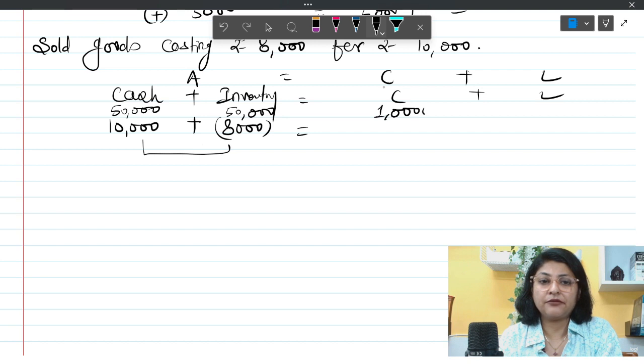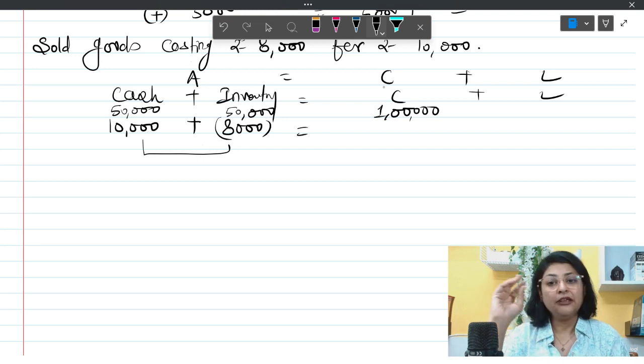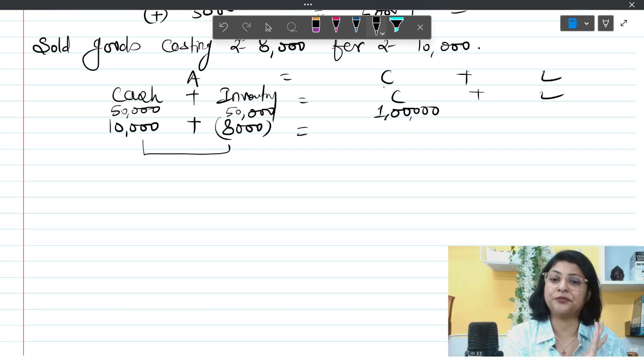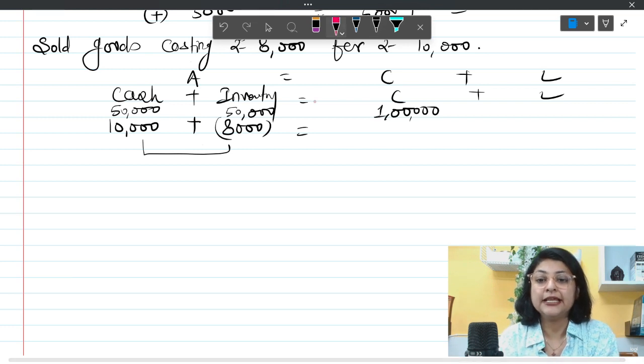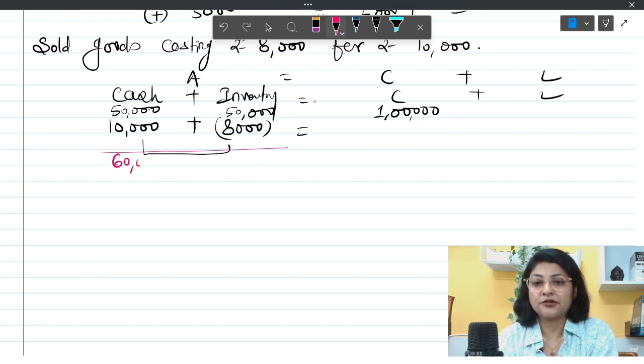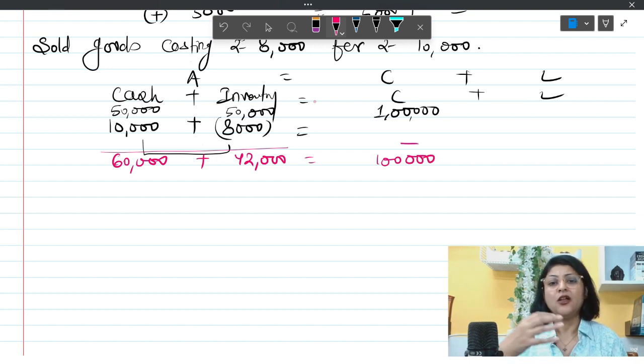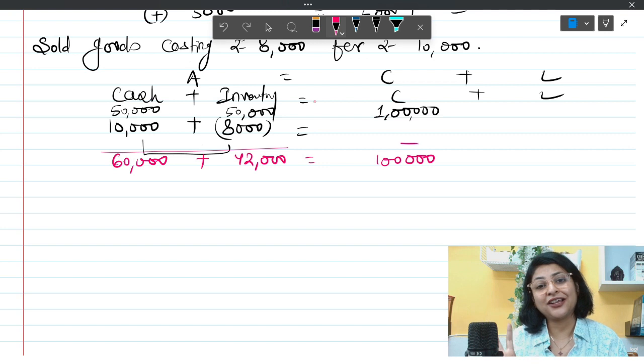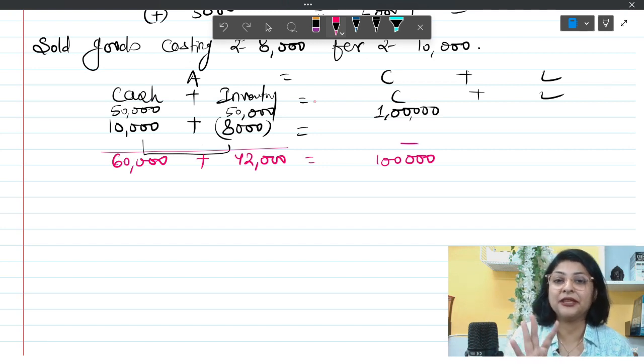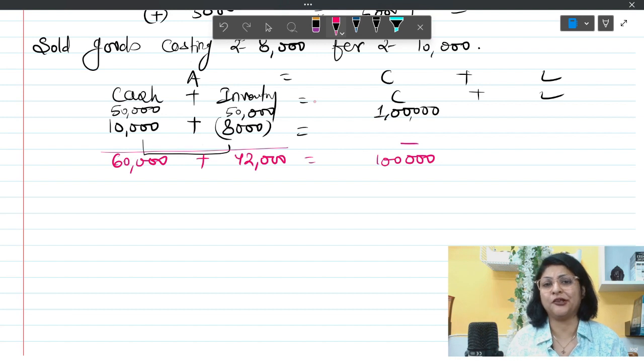So earlier my equation was tallying: 1 lakh rupees on the asset side and 1 lakh rupees on the liability side. Now after doing this, if I do the total over here, what is happening? This has become 60,000 rupees and this has become 42,000 rupees. On the asset side I am getting a total of 1 lakh 2,000, and on the liability and capital side I am getting only 1 lakh rupees, which means my accounting equation is not tallying. So there is a difference of 2,000 rupees. So where should I incorporate it?